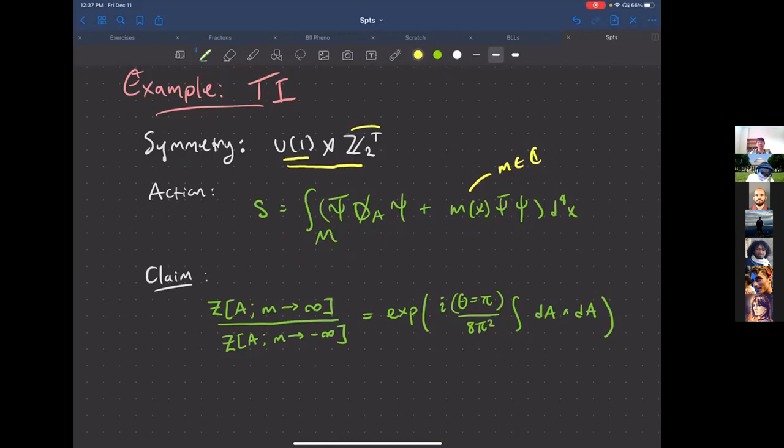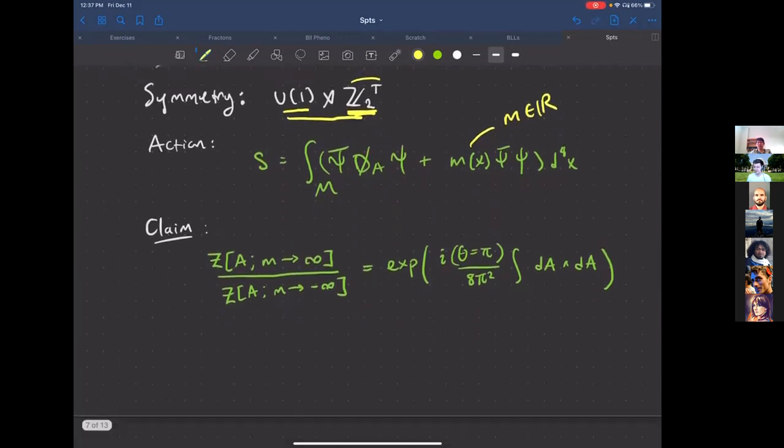some complex number. And when I do this, I can study the partition function as a function of m. Oh, sorry. m can be any complex number, but I'm going to assume time reversal symmetry here. So m is going to be any real number. Right. Okay.